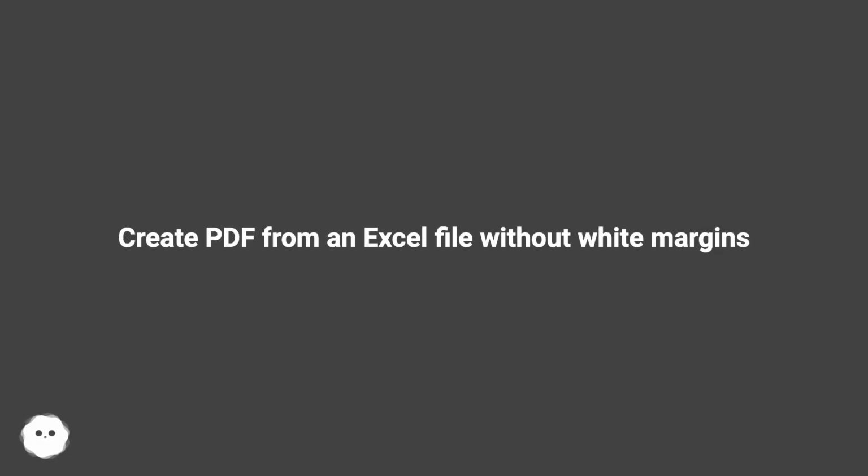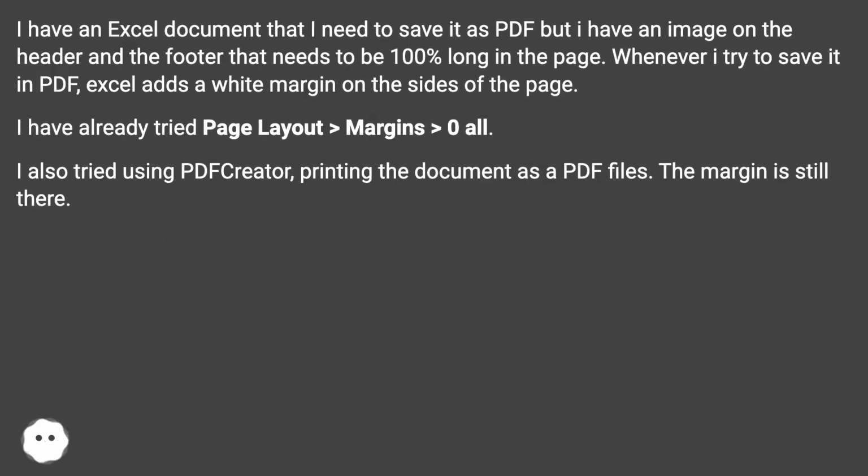Create PDF from an Excel file without white margins. I have an Excel document that I need to save as PDF, but I have an image on the header and the footer that needs to be 100% long in the page. Whenever I try to save it in PDF, Excel adds a white margin on the sides of the page.